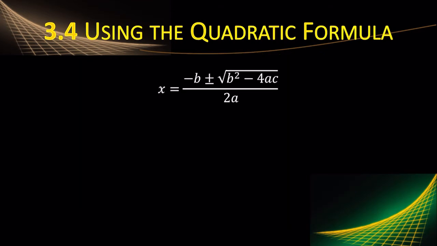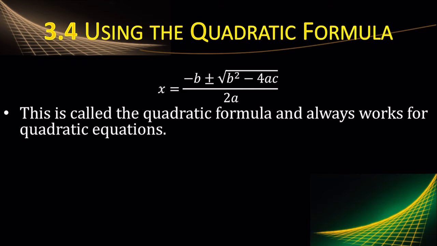Here's the result from the previous slide. X equals negative b plus and minus square root of b squared minus 4ac all over 2a. This is called the quadratic formula and always works with quadratic equations. Always works. Wow.